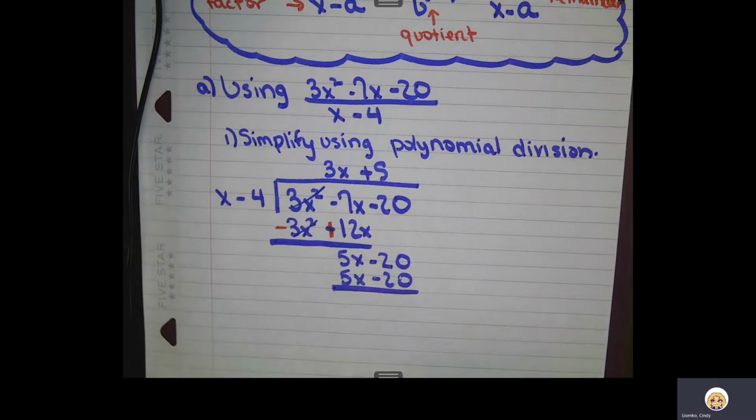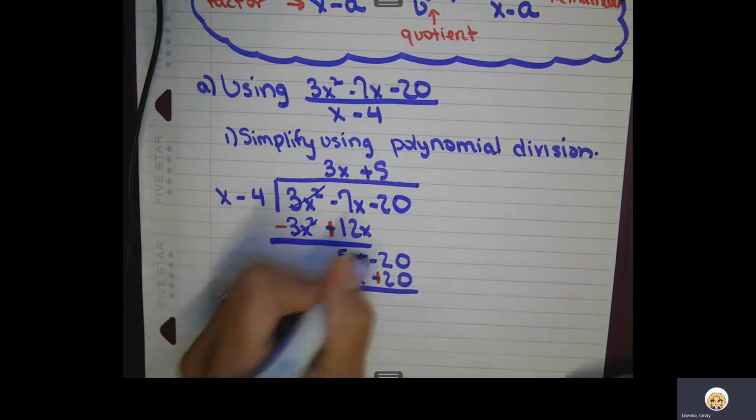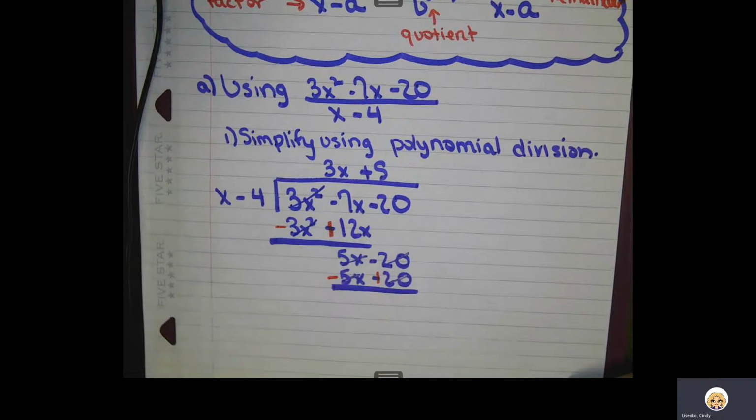Now I'm going to combine by changing the signs of what I just wrote. So that becomes a minus. This becomes a plus. My 5x's cancel and my 20's cancel. So I'm left with 0.